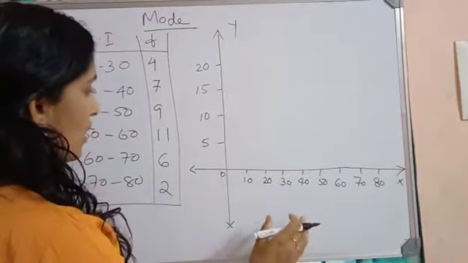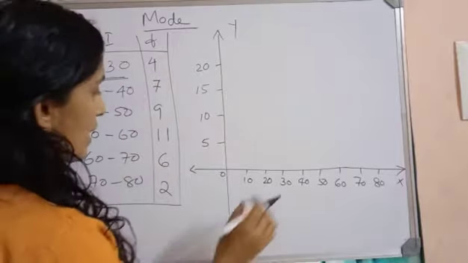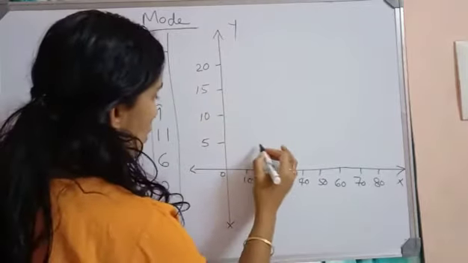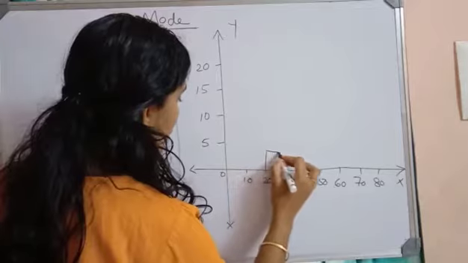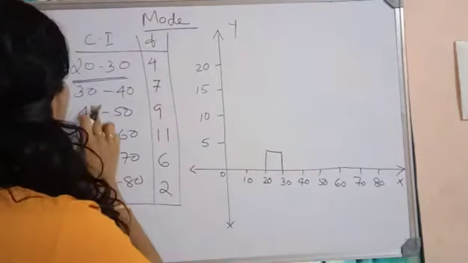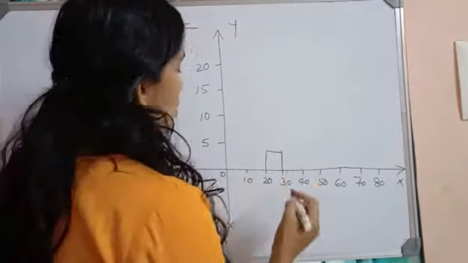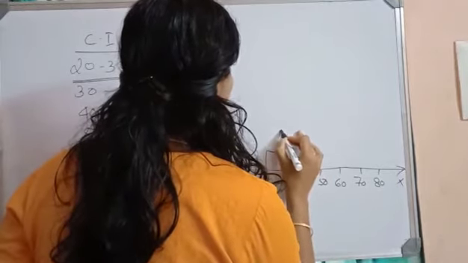How to draw the histogram? You have to consider the first class interval and the corresponding frequency. It is from 20 to 30, and for 20 to 30 the frequency is 4. So you have to draw a rectangular bar of height 4 between 20 and 30. The next is 30 to 40, which comes somewhere here. You have to draw one more rectangle here with frequency 7.